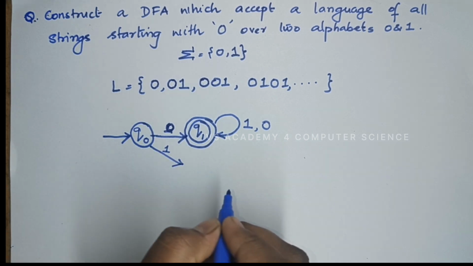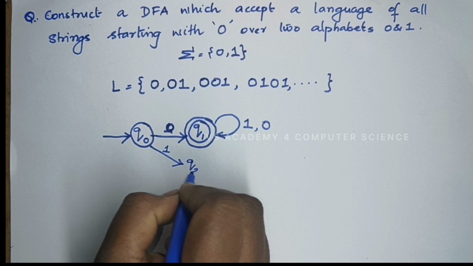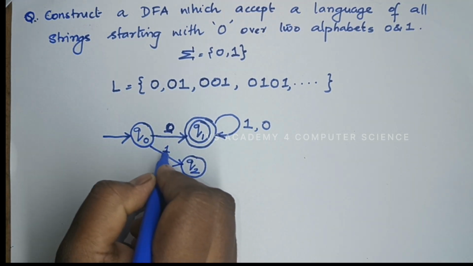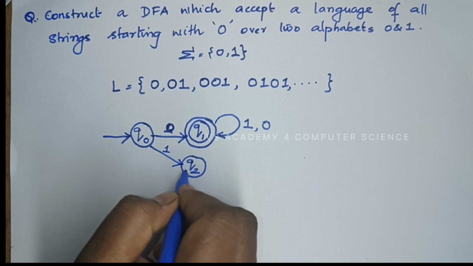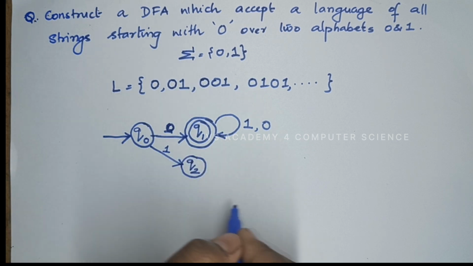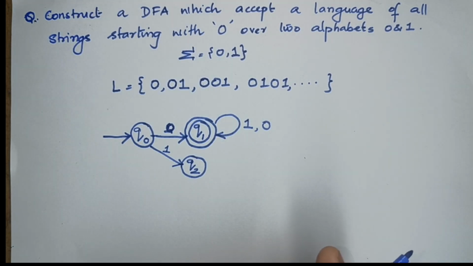It should go to a dead state. So I am drawing an intermediate state which is a dead state. So when Q0 receives a 1, it should not reach a final state. It should be an intermediate or a dead state. So this is the final DFA for the corresponding question.